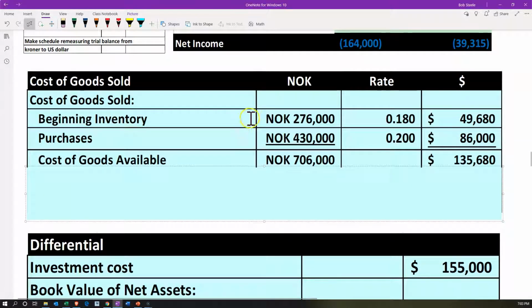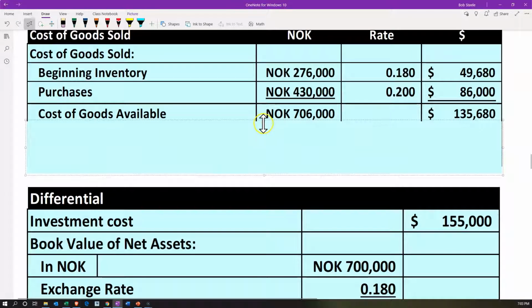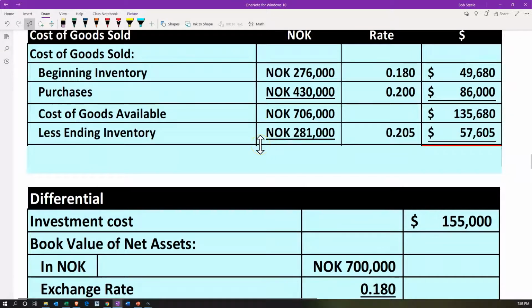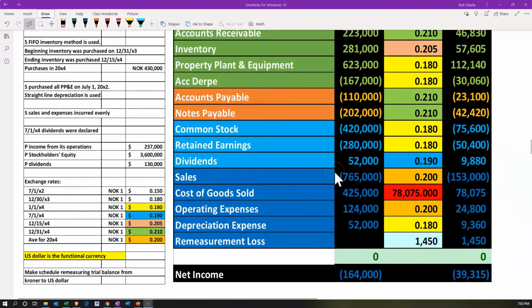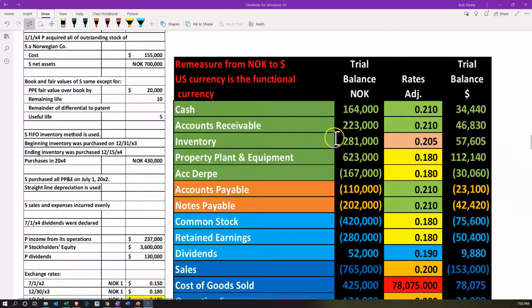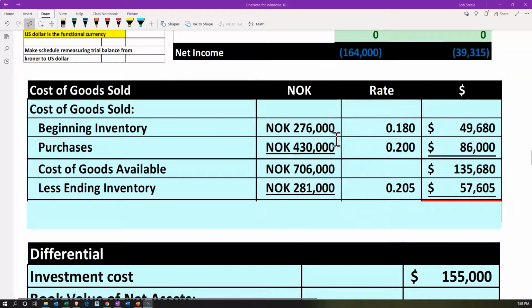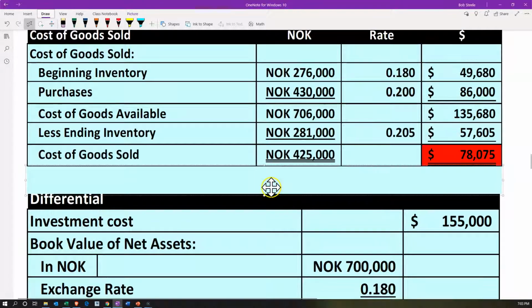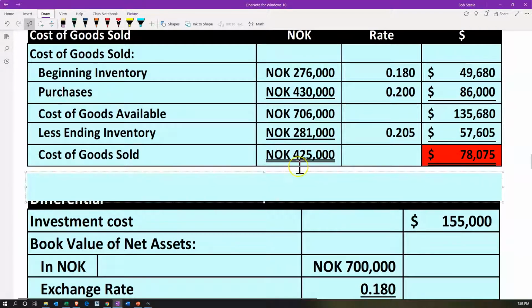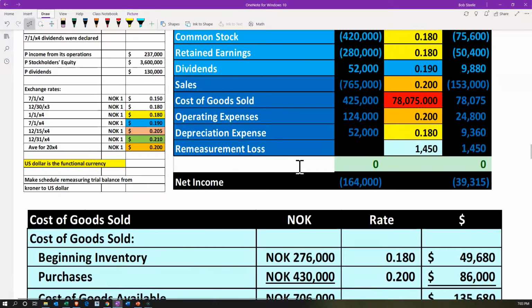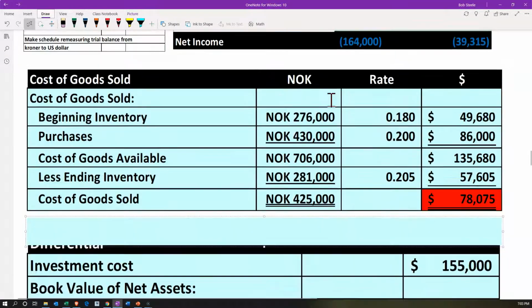Again, we kind of back into this number, because I'm assuming we don't have the first one yet. If we did have it, we would add these together. What they gave us is the ending inventory. The ending inventory is on the trial balance, so in foreign currency it's 281,000. And we know the cost of goods sold because, once again, it's on the trial balance: that 425,000. So we know the cost of goods sold in foreign currency.